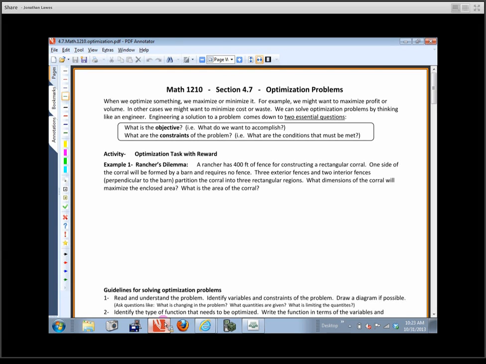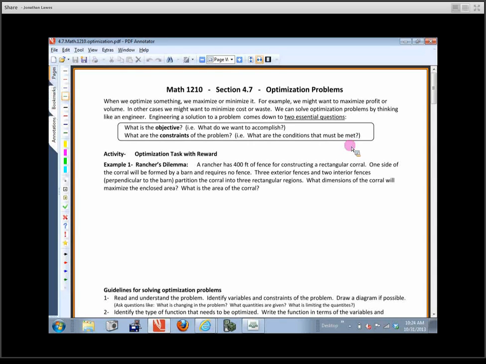So engineering a solution to a problem, we need to be aware of a couple of things. First of all, what's the objective? What are we trying to accomplish? Okay, and the second thing is, what are the constraints? Okay, what are the conditions that have to be met? Okay, what criteria has to apply to this situation?